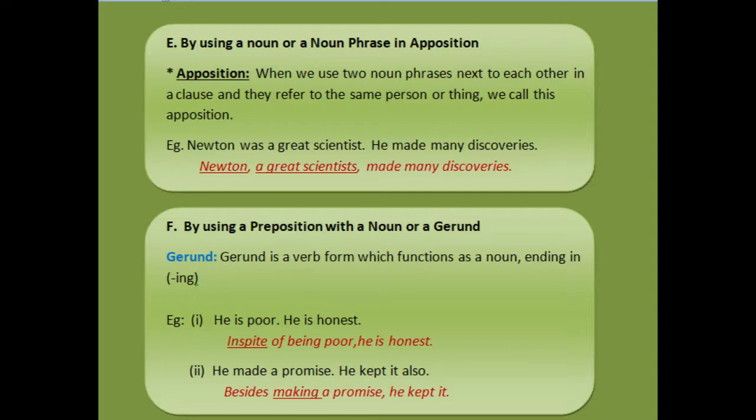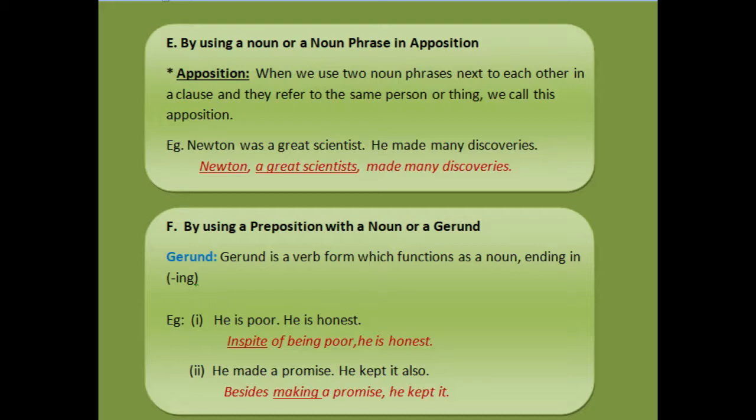Number F, by using a preposition with a noun or a gerund. So we know what a preposition is and also what a noun is. We also know what a gerund is, but for the sake of those who might have forgotten, let's see. A gerund is a verb form which functions as a noun, ending in -ing, the same as a participle.